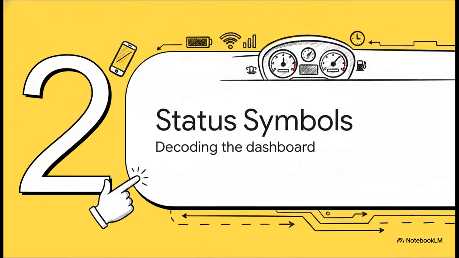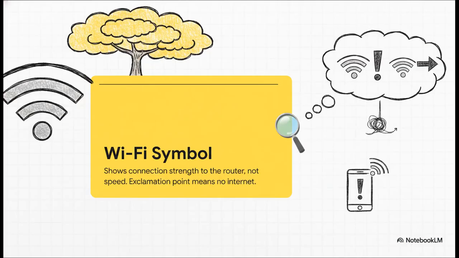Moving right along to Section 2, Decoding Smartphone Status Symbols. See that tiny row of icons at the very top of your screen? That's your dashboard. It tells you exactly what's happening under the hood. Let's decode the most misunderstood one of all, the Wi-Fi symbol. It looks kind of like the top of a tree, right? Well, here is a massive misconception. Those bars, they only show how close you are to the router. They do not guarantee fast internet. You could have full bars and still be stuck loading a simple web page. And if you ever spot a little exclamation point next to it, that means your phone is talking to the router just fine, but the router itself is completely cut off from the actual internet.